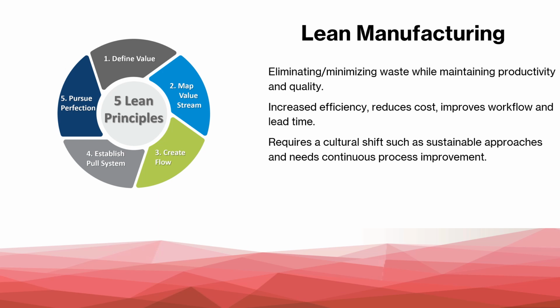Establish the pull system, so there isn't any excess inventory or even work in progress items, allowing for a smoother workflow and faster delivery times. And finally, pursue perfection, which is just the congruence of the last four steps, so that maximum waste is prevented.